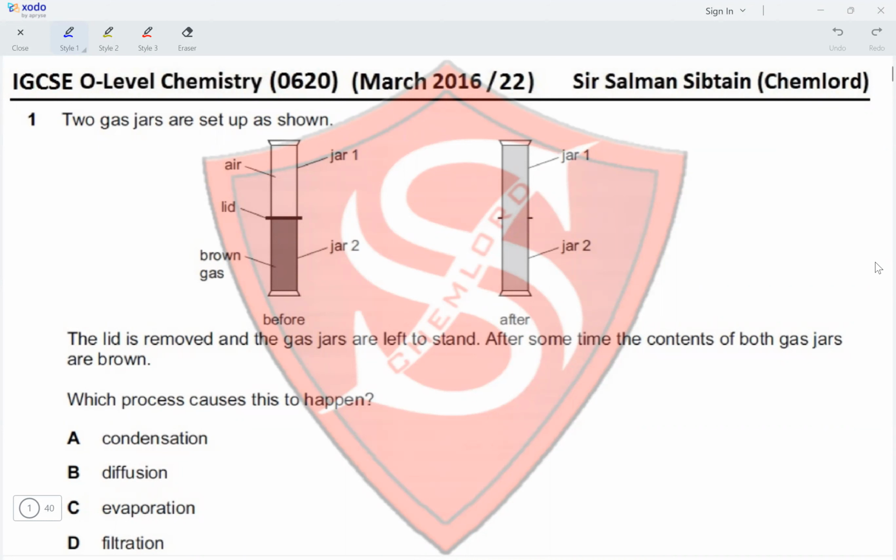So, the brown gas traveled from jar 2 into jar 1. So, this is diffusion, because it is a movement of the brown gas from a higher concentration to a region of lower concentration. So the process is called condensation, no. Diffusion, yes. Evaporation, no. Filtration, no. So this makes option B the correct option for this question.